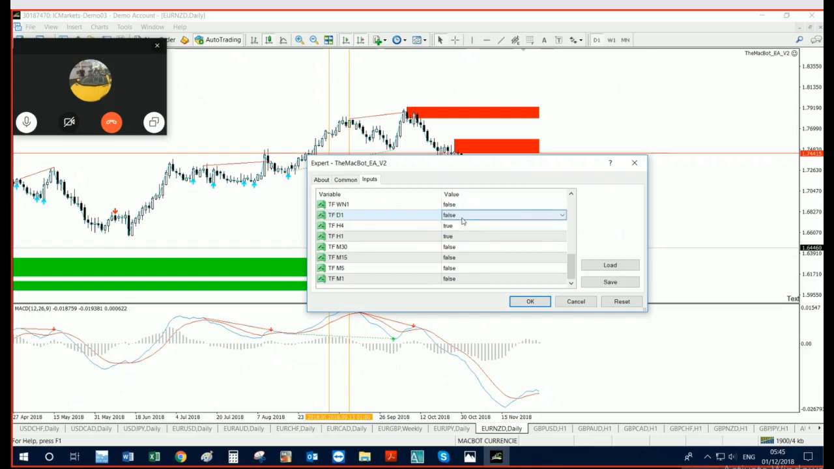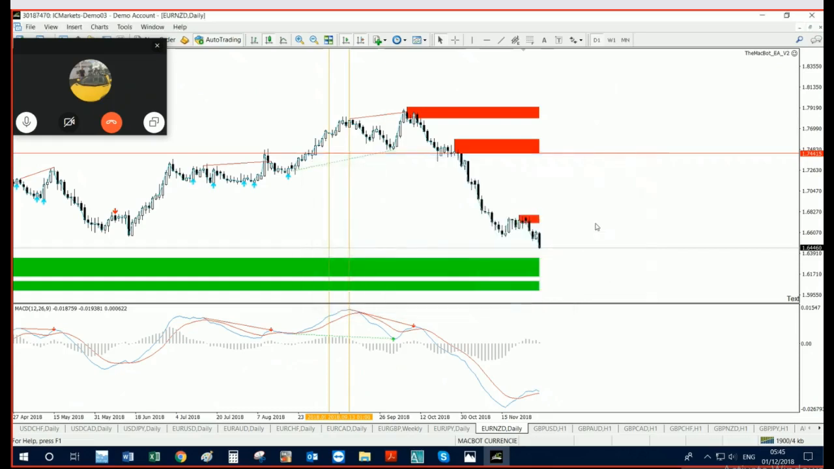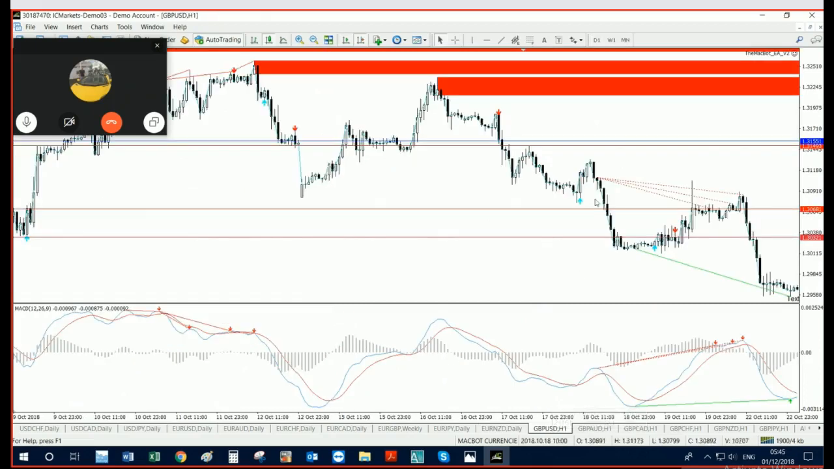I'm going to do you a favor on this one and keep the daily one on also. Daily, 4 hours, 1 hour. Okay, so just keep the daily trade, yeah. Then trade it. Awesome.